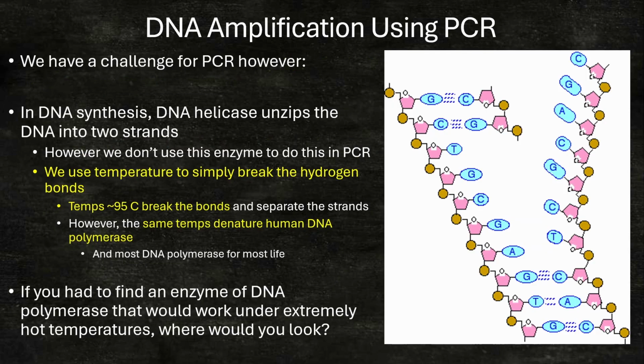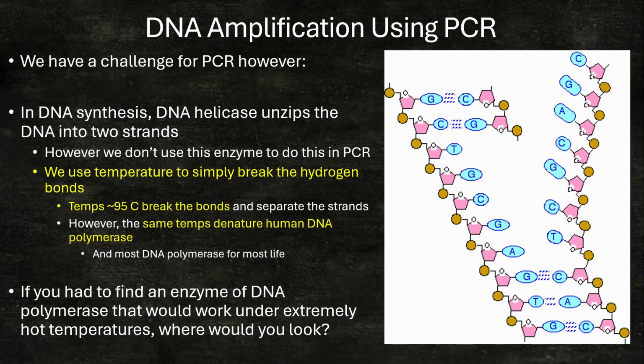But we have a challenge for PCR, however. Now, in DNA synthesis, DNA helicase is the enzyme that does the unzipping. It separates those two strands that form the DNA molecule. Only when those strands are separate can we copy each respective template strand, but they have to be isolated from one another in order to do that. But we don't use this enzyme in PCR. Instead, we just simply increase the temperature of the solution that the DNA is in to the point where those hydrogen bonds cannot hold themselves together.